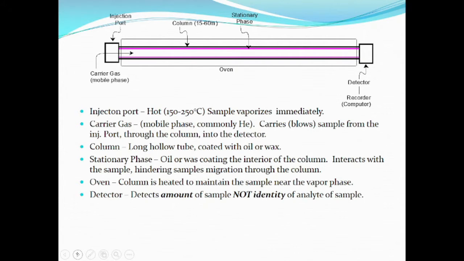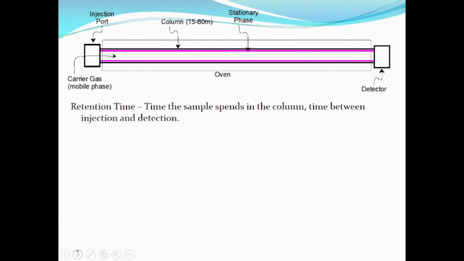But eventually it comes out and it goes through a detector, which will detect the amount of material that goes through, but it does not give identity of the analytes in the sample. We have what is called a flame ionization detector. Basically, the sample is burned, and the ions that are created during that combustion conduct some current, and we can use that to determine the relative amounts of material that's coming through.